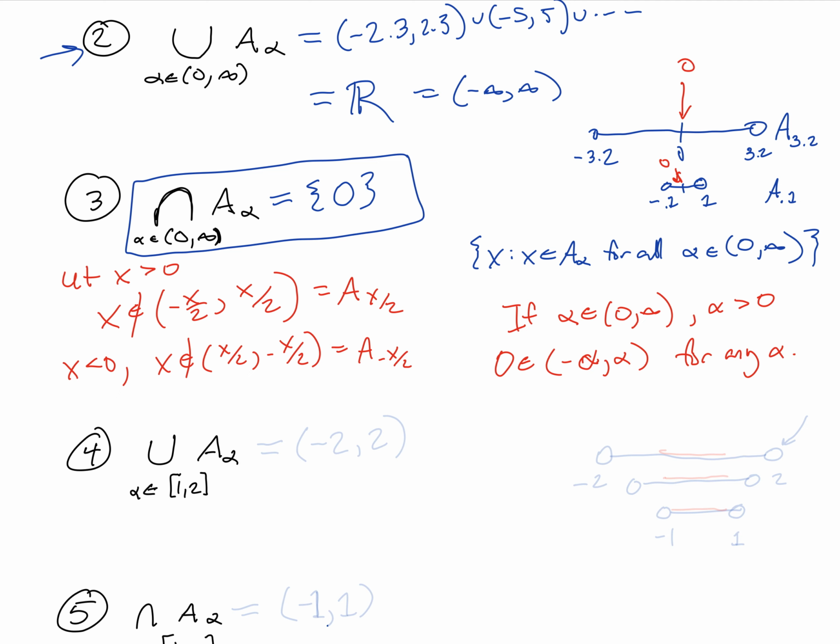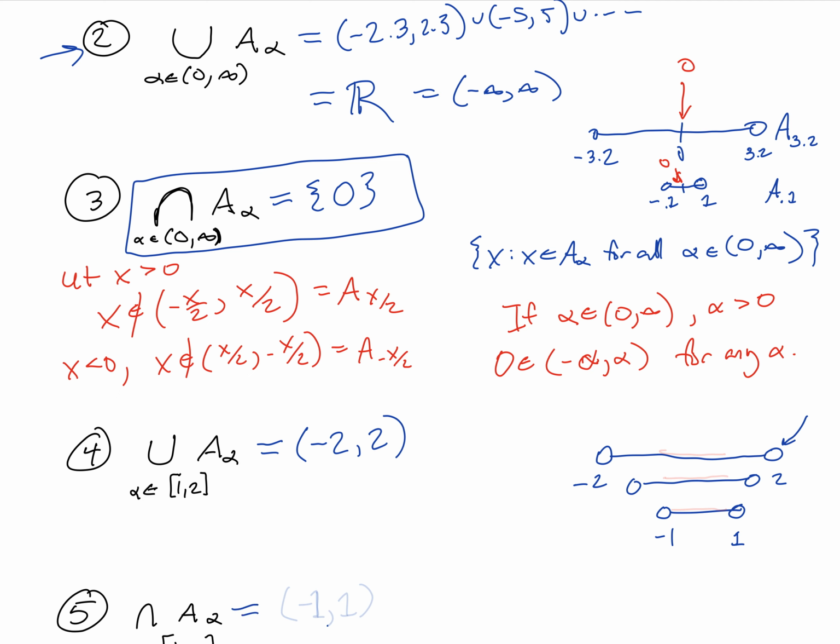Now for the union of the A alphas, where alpha is an element of the closed interval from 1 to 2. A sub 2 would be one such set, going from negative 2 to positive 2. A sub 1 would be another such set. But then there are all of these other sets in between. What happens when we union all of those sets together? We get any element that's in at least one of those sets. Because these are nested intervals, it ends up being the open interval from negative 2 to positive 2, because this largest interval does not contain the endpoints.